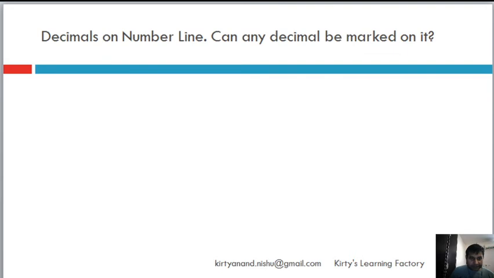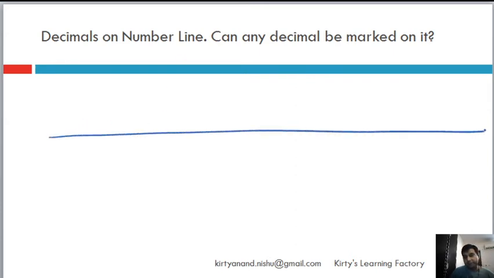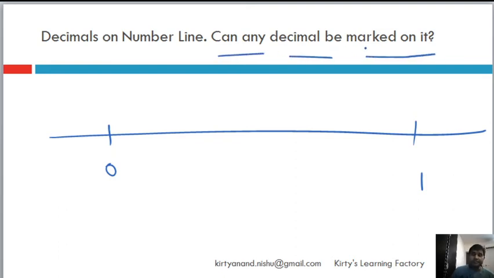So decimals and fractions, understand they are the same thing. Can any decimal be marked on the number line? Decimals on a number line, like I said, 0, 1. Yes, any decimal can be marked on the number line. It is there on the number line. Can you mark it? Maybe for some decimals you will be able to, for some you will not. For example, there is a decimal here between 0 and 1.